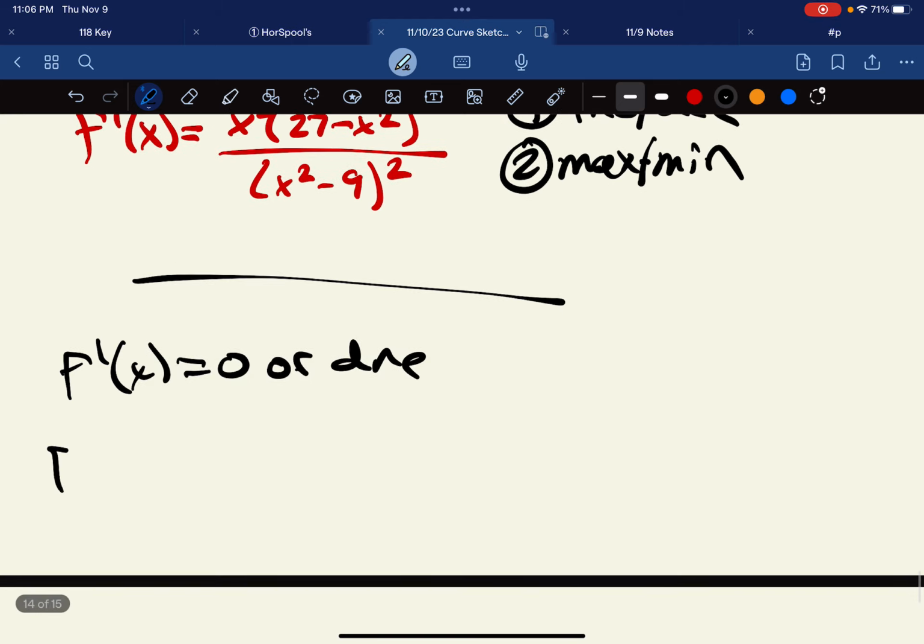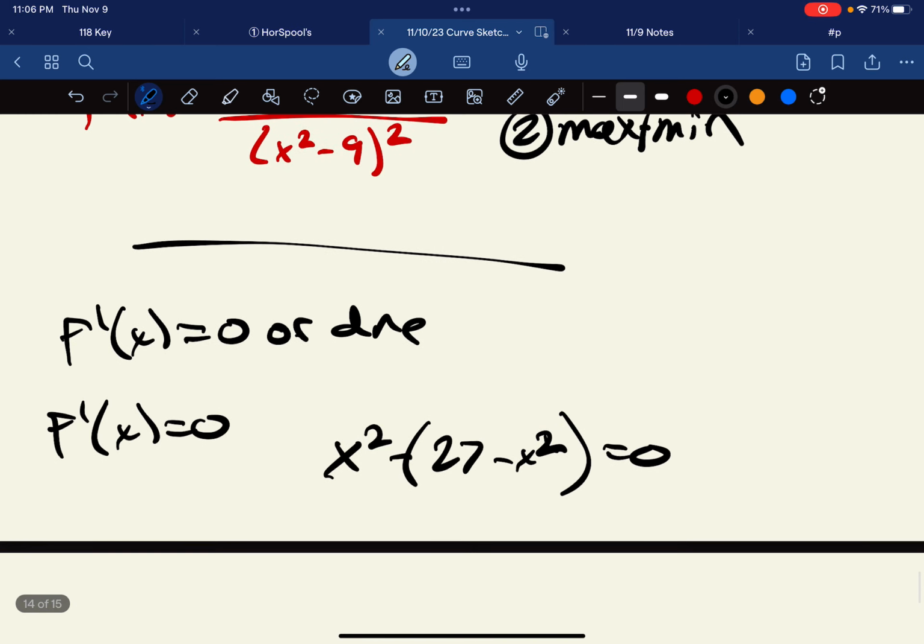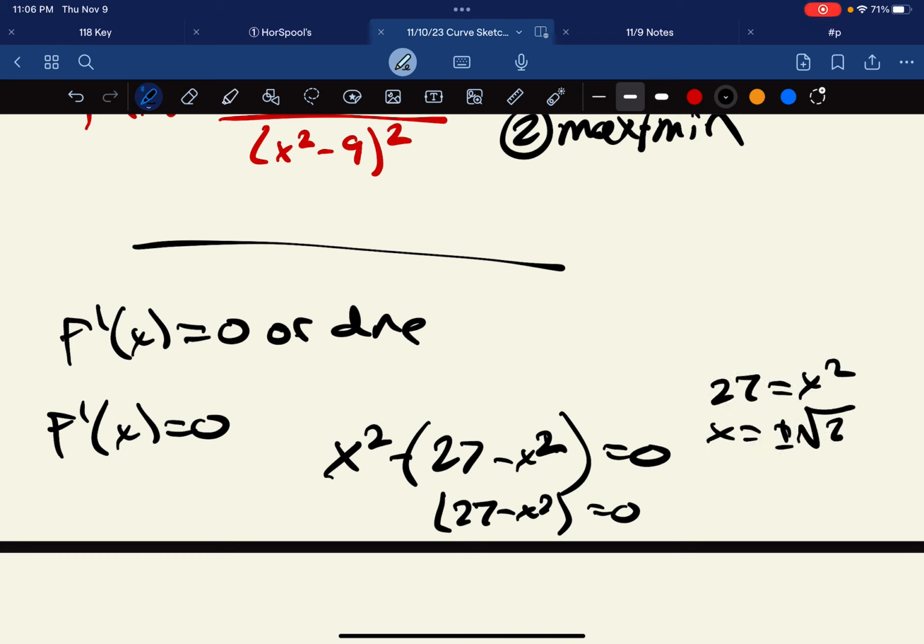So where does our derivative equal 0? When our numerator equals 0. So x squared times (27 minus x squared) equals 0. We can divide both sides by x squared to get 27 minus x squared equals 0. So 27 equals x squared. x equals plus or minus the square root of 27. So we know those are going to be 2 points on our graph.